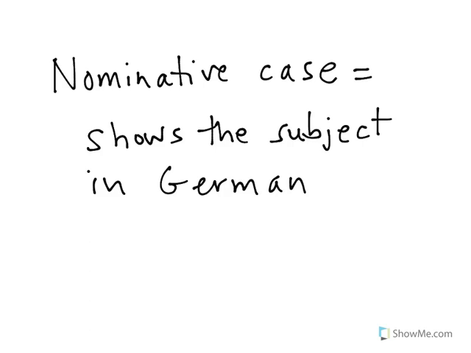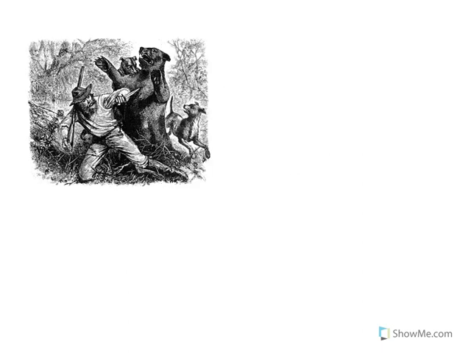The nominative case shows the subject in German, and for a masculine noun, and a noun is a person, place, or thing, the nominative case is shown by using der as the article, such as der Bär. So, der Bär is the subject doing the action of eating.